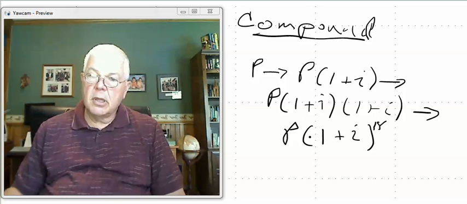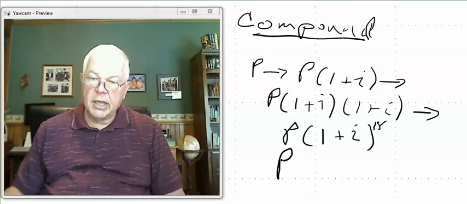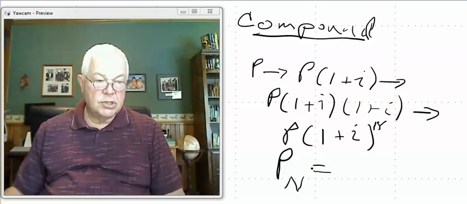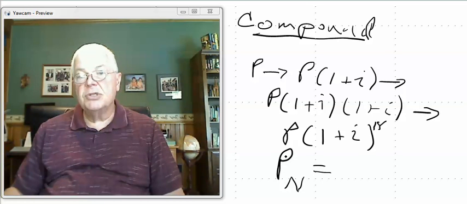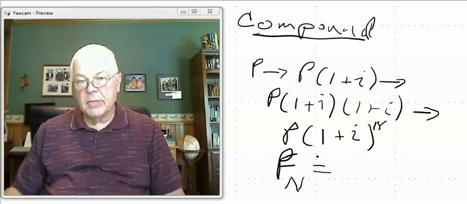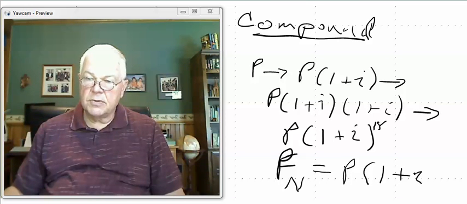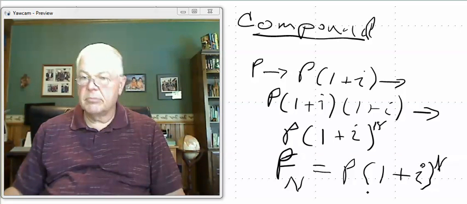So we write this more generally as a principal after n compounding periods is equal to, I said the principal, I should have said the future value. The future value is equal to what I borrowed times 1 plus the interest rate raised to the power of the number of compounding periods.